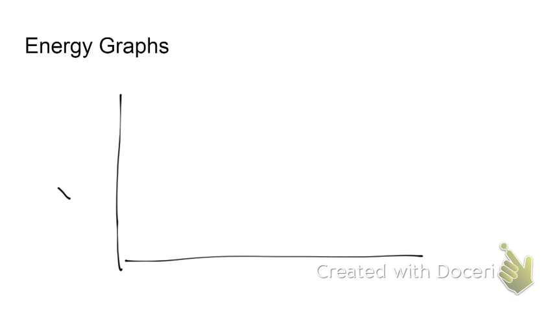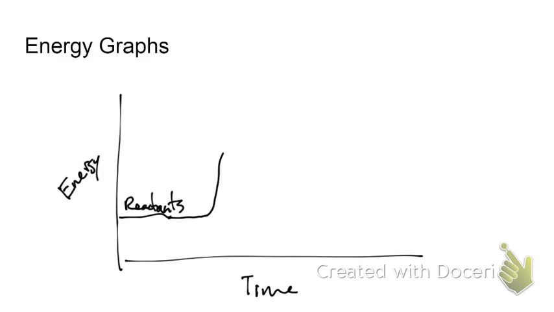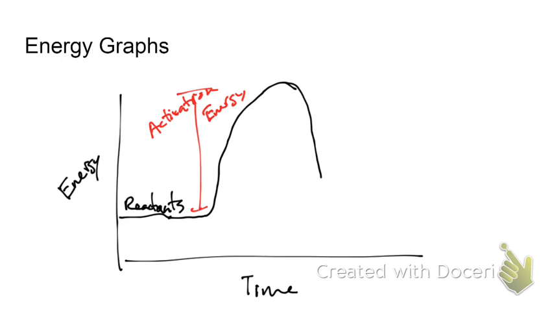So here we have an energy graph, with energy on the y-axis and time on the x. We always start a reaction with a reactant. And then to start a reaction, we always need activation energy. This will be the activation energy. This is the amount of energy required to start a reaction. Remember, a reaction always starts with reactants and then goes to the products. So this is the activation energy, and then eventually you'll get to the products.